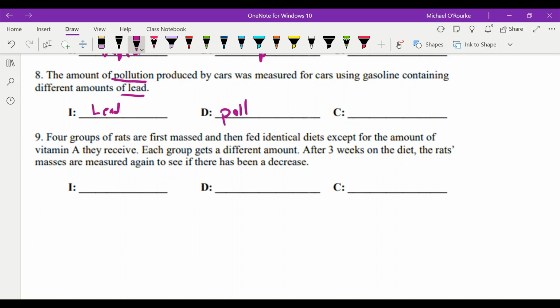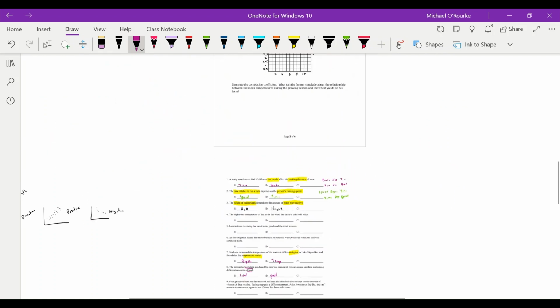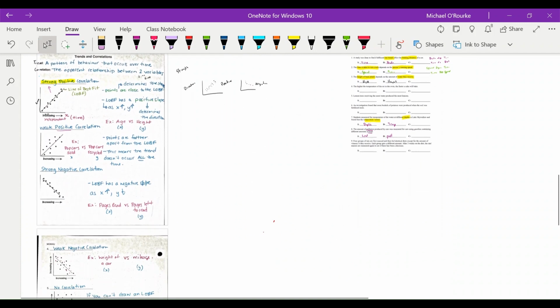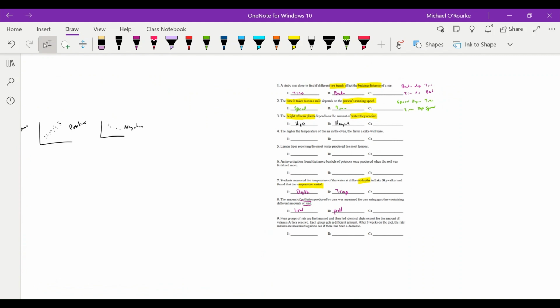Okay? So you have some practice to get through, and you're good for today. Fill out those notes to self, and then you have some practice identifying correlations, and then some practice identifying independent and dependent.